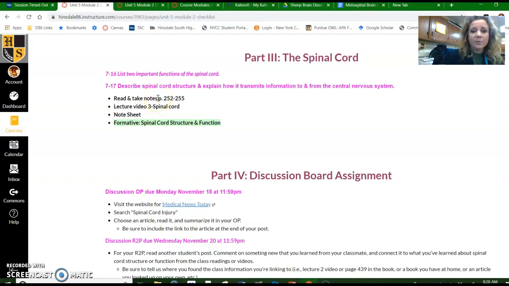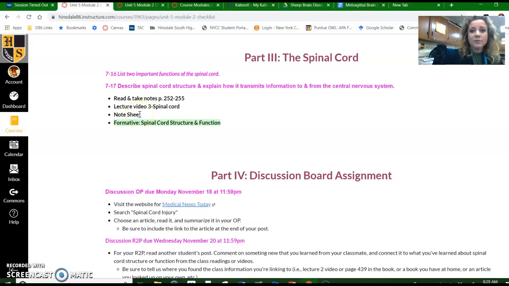You can read and take notes over pages 252 to 255. Or you can watch the lecture video on the spinal cord. I think that in this area for part 3, there's a little bit more information about the spinal cord in the video than there is in the reading, just a term or two. And so if that's something that interests you, then I would certainly try and watch the video.